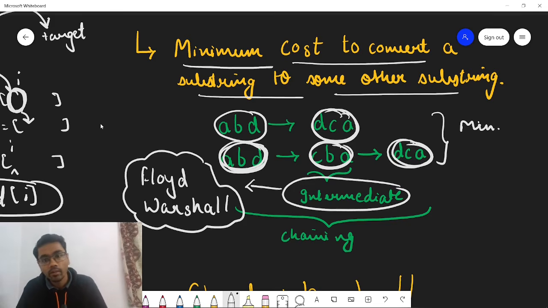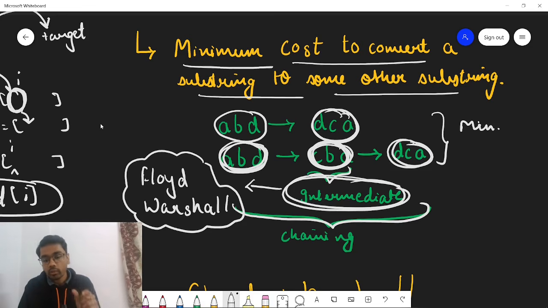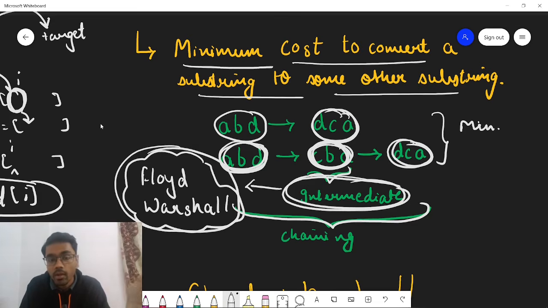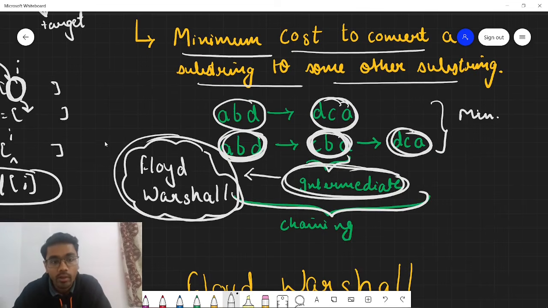So we have already discussed that we will build a graph and all of that, but which shortest path algorithm we will use? You can see there is one intermediate step in between. So this is the entire chaining, and chaining is built on the basis of intermediate steps. So whenever there are intermediate steps involved, what shortest path algorithm do we use? We use Floyd Warshall algorithm. So to get the minimum cost to convert one substring to some another substring, we will use Floyd Warshall algorithm. So let us see what Floyd Warshall algorithm actually is.